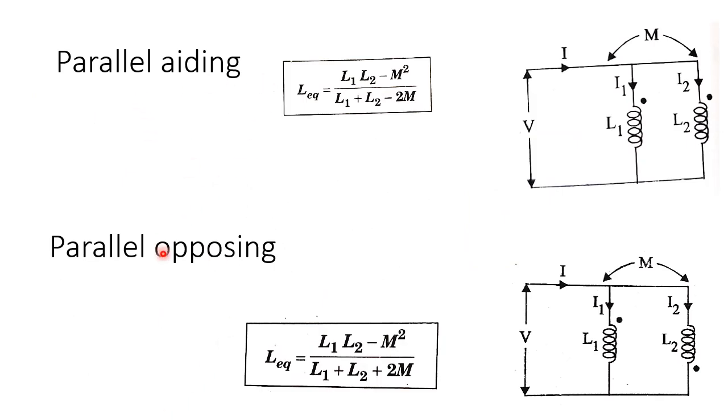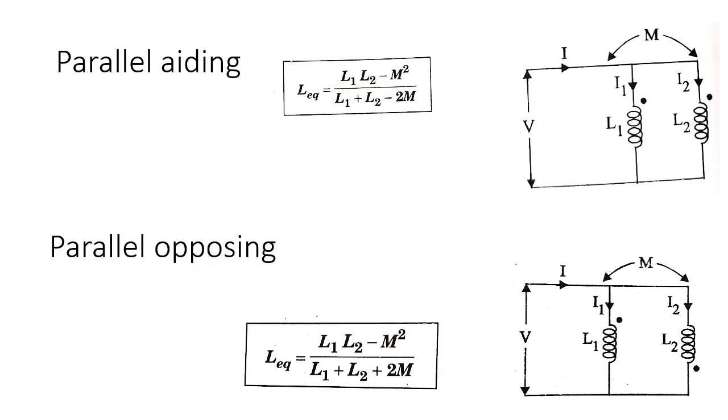Similarly, for parallel aiding and parallel opposing, these are the expressions. For parallel aiding, the circuit will be like this. Parallel aiding means both the currents enter the coil through the dot. Parallel opposing means one current enters the coil through the dot and the other current leaves the coil through the dot. And similarly, the expression will be modified like that. L equivalent equals (L1 L2 minus M square) divided by (L1 plus L2 minus 2M) for parallel aiding, and for parallel opposing L equals (L1 L2 minus M square) divided by (L1 plus L2 plus 2M). That is the only change.